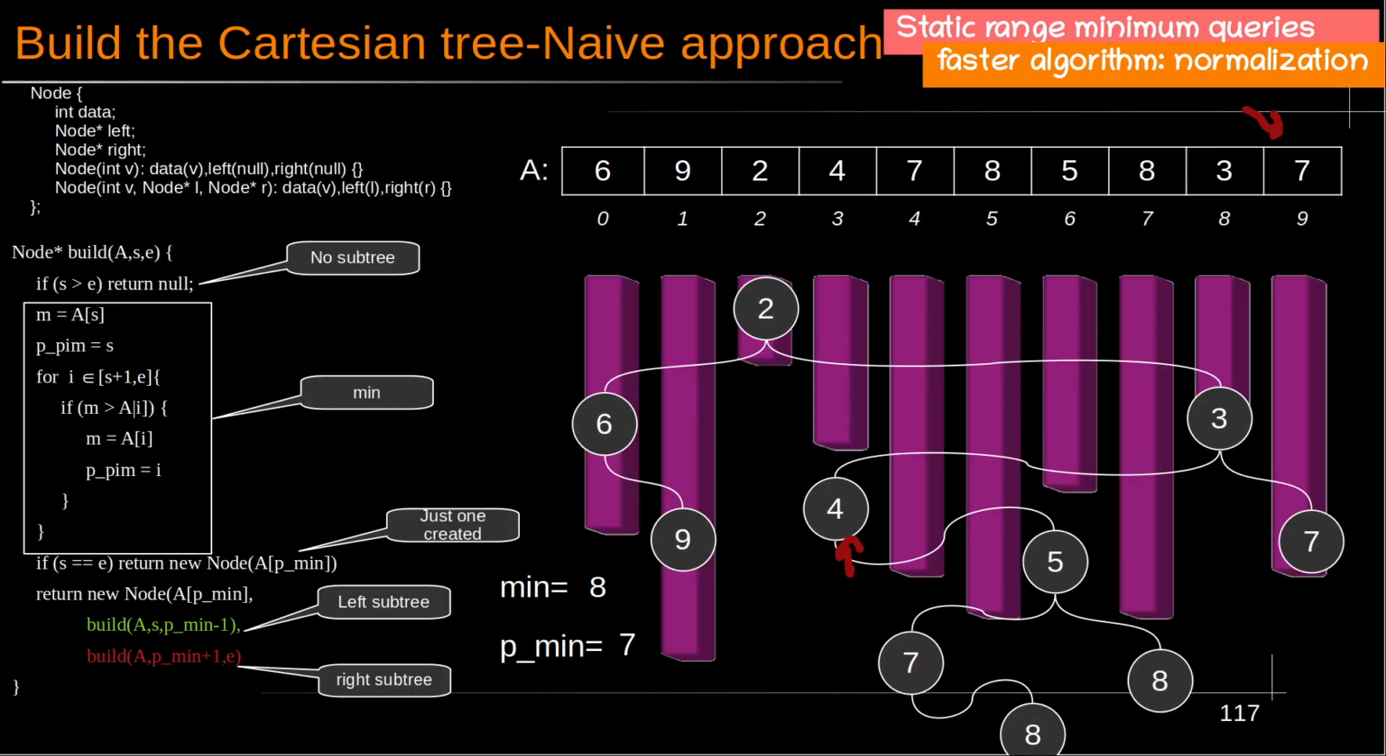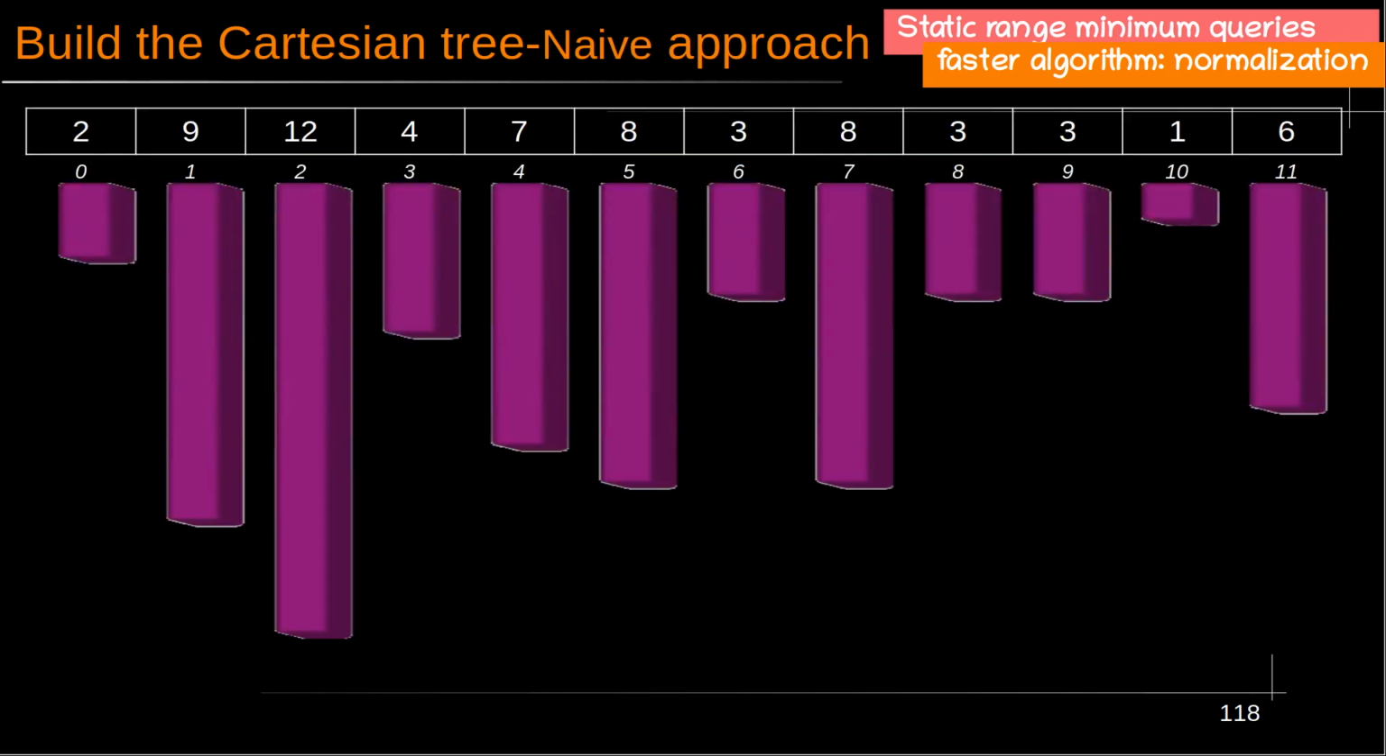This is the naive approach to construct a Cartesian tree. The idea is to find the minimum and recursively call the function to construct the left subtree and the right subtree of that minimum. Let's try by yourself, guys, to construct the Cartesian tree of this array. Just pause the video and try by yourself to understand the mechanism behind building the Cartesian tree.